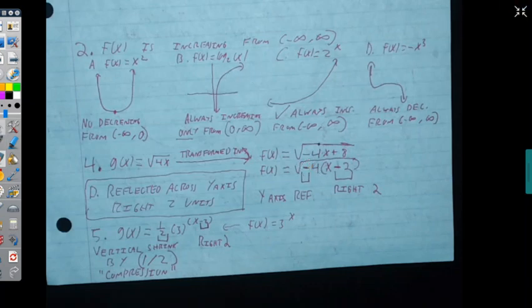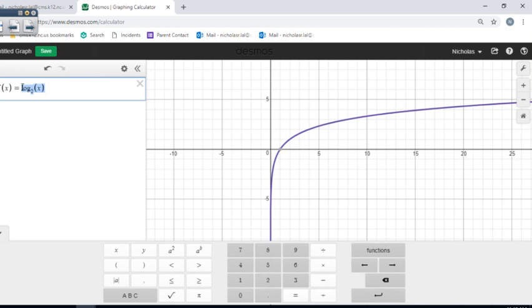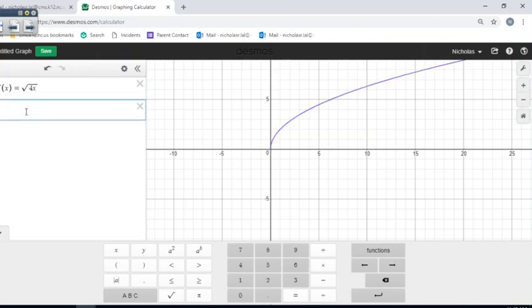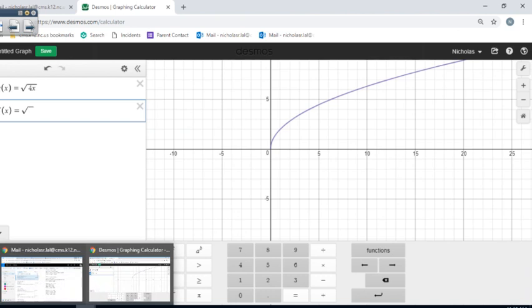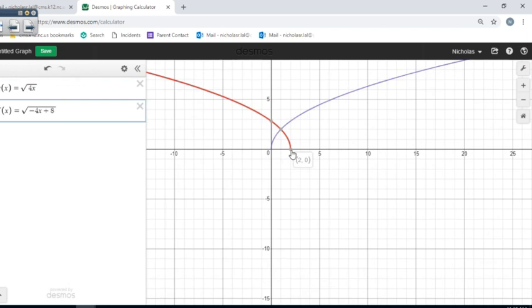So, originally, g of x is going to be the square root of 4x. But we have a second function. And actually, this is g of x. We have a second function, f of x, which is equal to the square root of negative 4x plus 8. Alright, and so I can kind of see right here, the function is shifted right 2 and reflected across the x-axis. Or sorry, reflected across the y-axis.